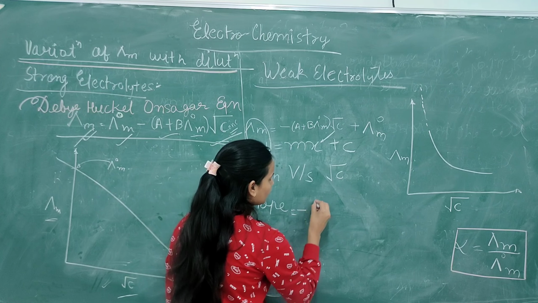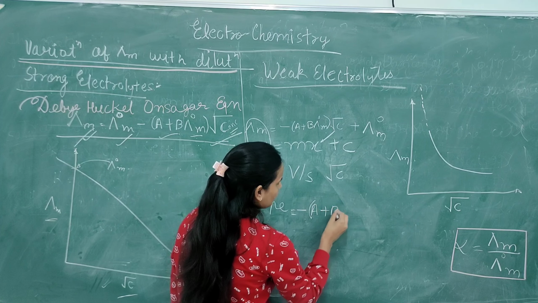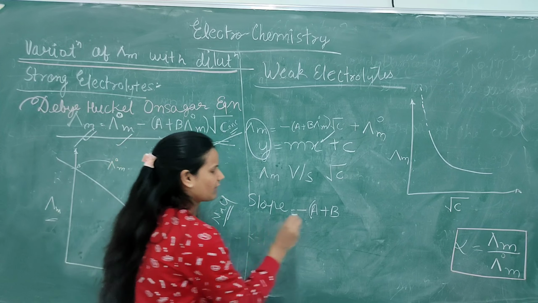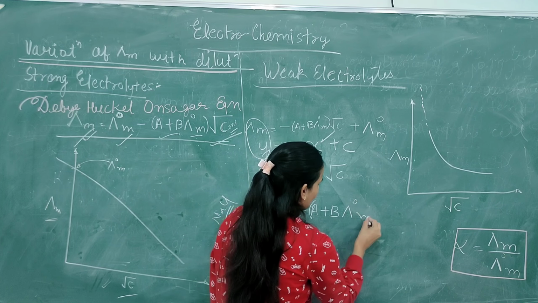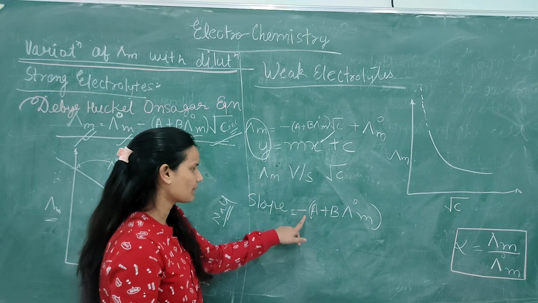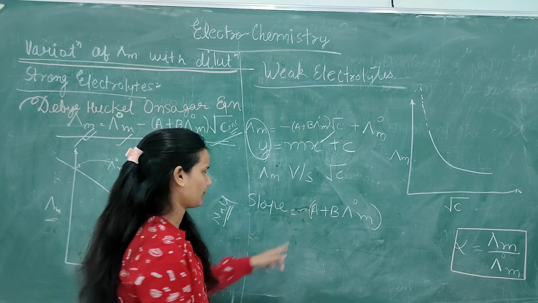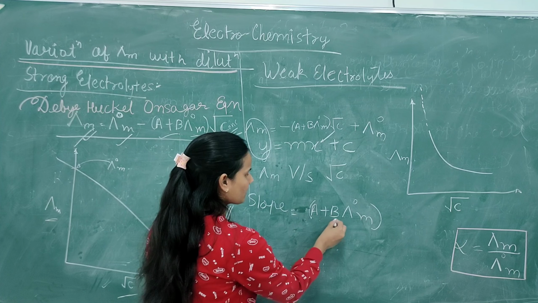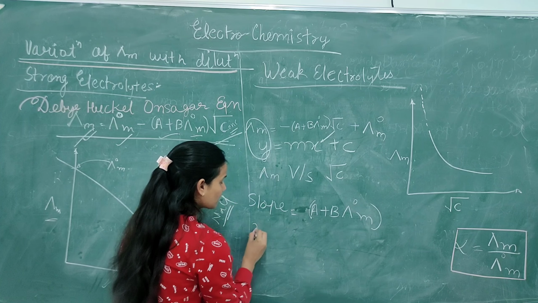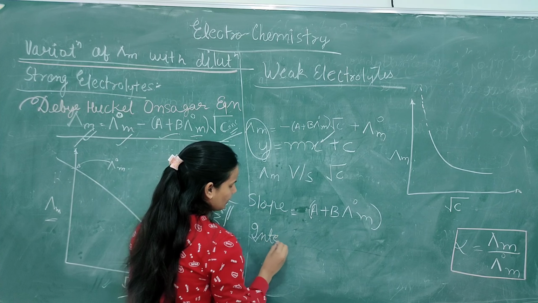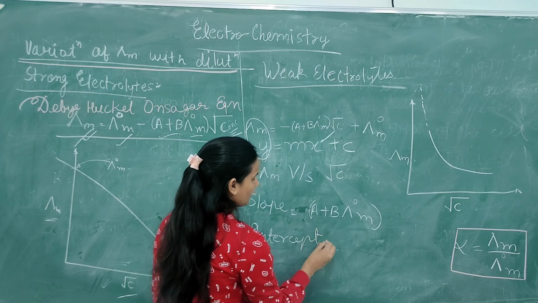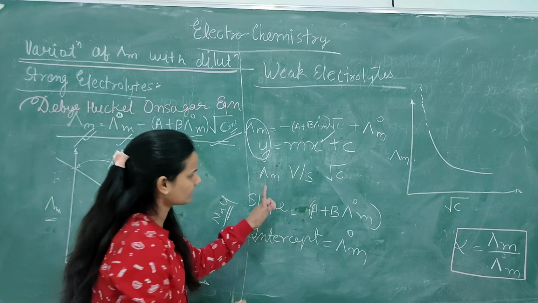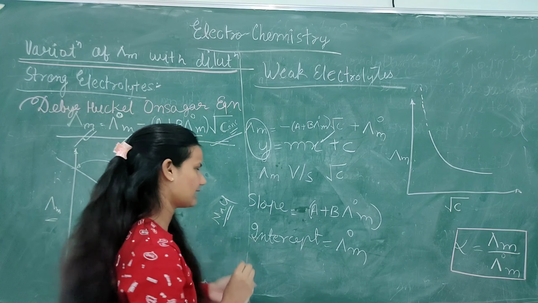Slope will be a negative slope of A + B lambda naught m. The negative sign simply shows a decreasing slope. So this is the value of the slope. It is coming negative, and the numerical value is A + B lambda naught m. And what is the intercept? Intercept is lambda naught m. Is this clear?